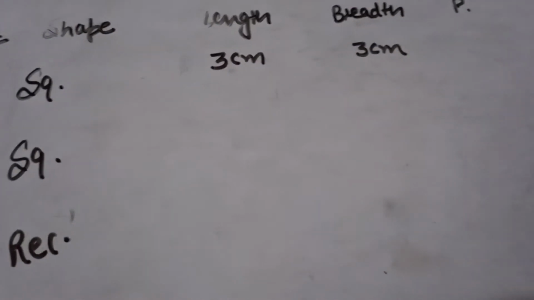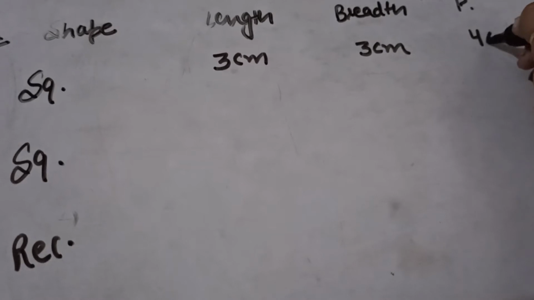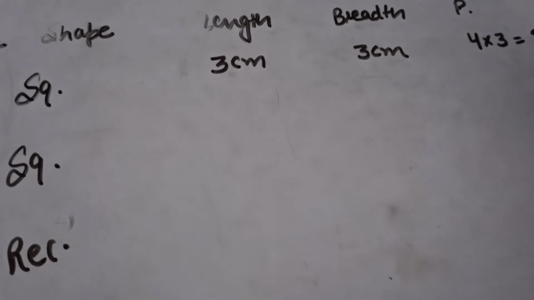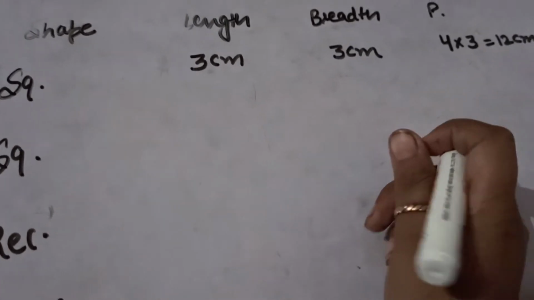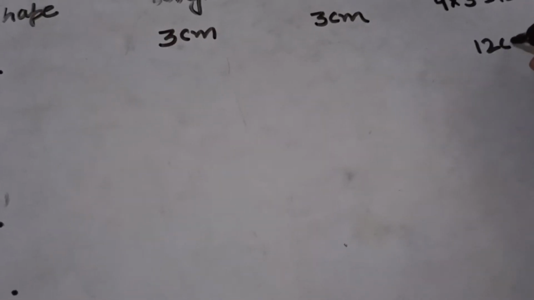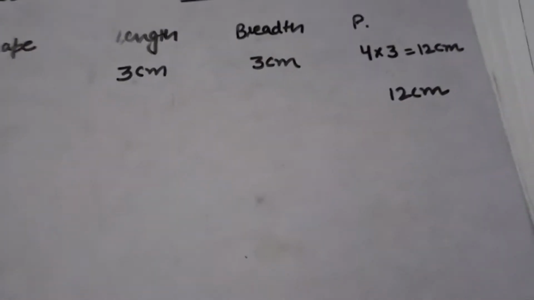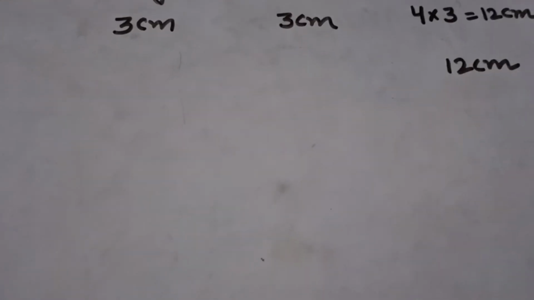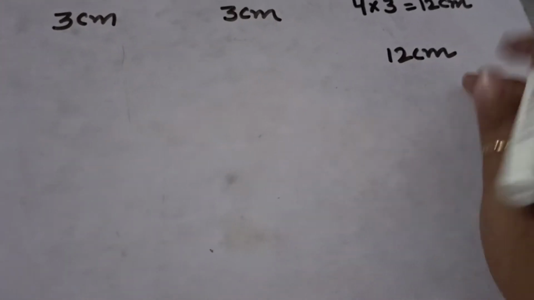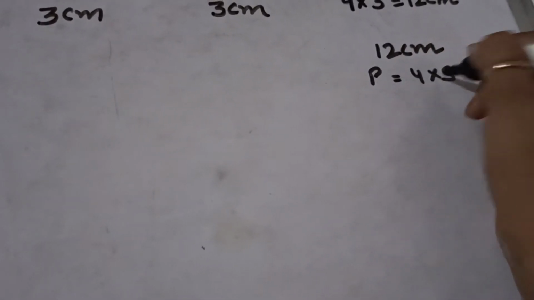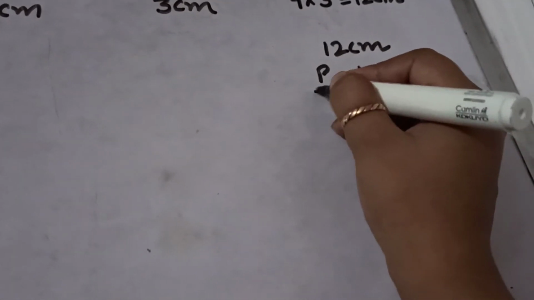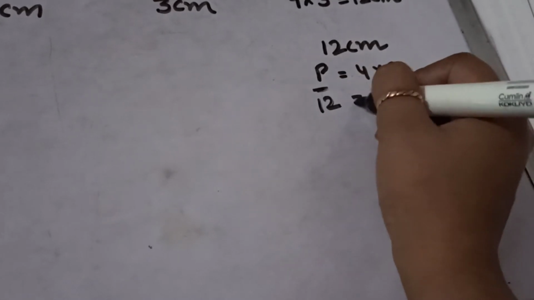So formula of square, 4 multiply side, it means 4 multiply 3. That is 4 3s are 12 centimeter. Clear? Next, B part, here it is given 12 centimeter. Perimeter given here. So look, perimeter equals to 4 multiply side. Value is given at the place of perimeter.